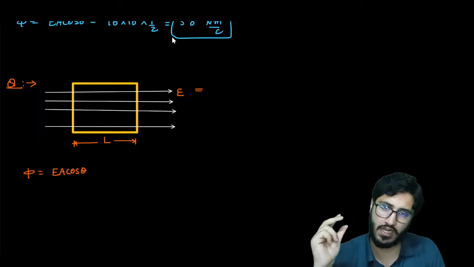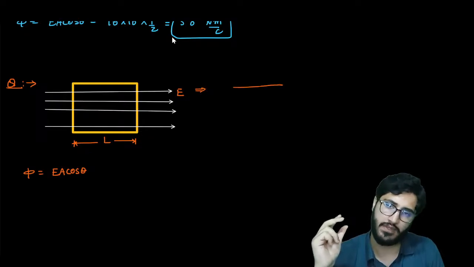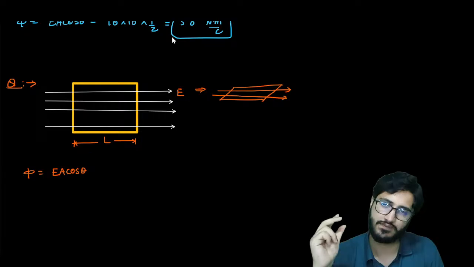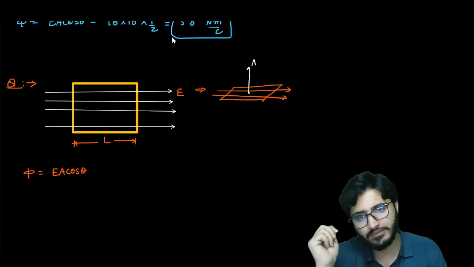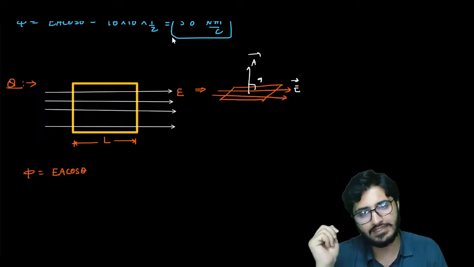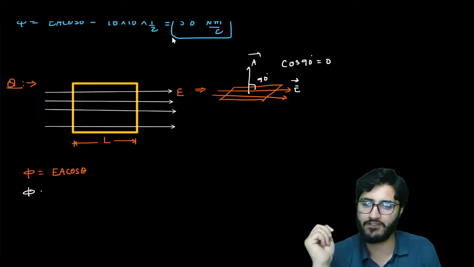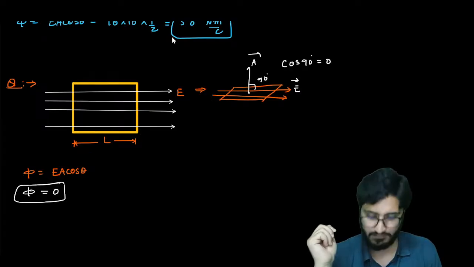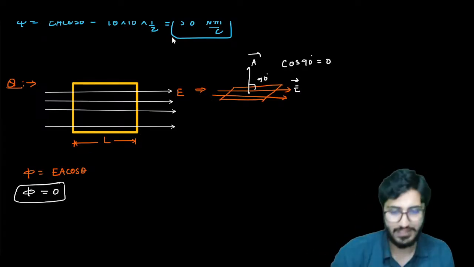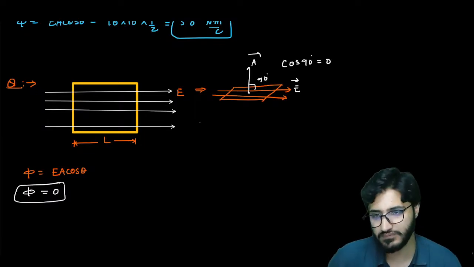But here now, let us suppose we turn it in this way. So what we get now, look, it will look like this. My electric field is going in this way, and my area vector will be like this. So the angle is 90 degrees, and cos 90 is 0, which simply indicates that my phi in this case will be 0.